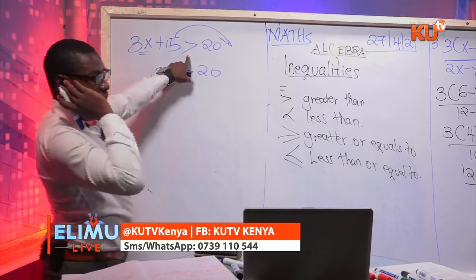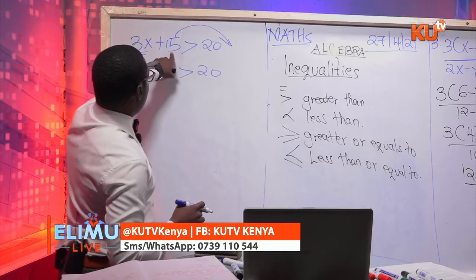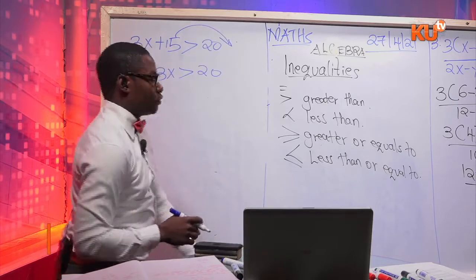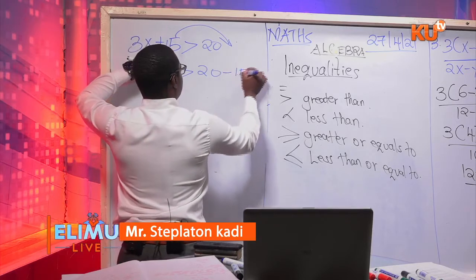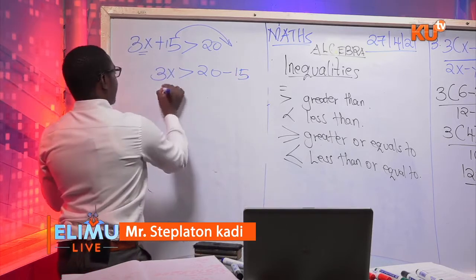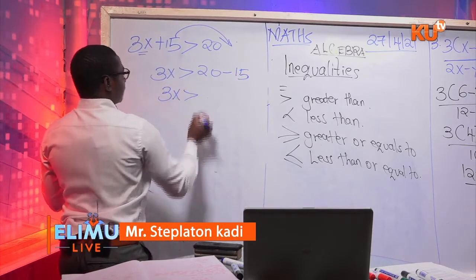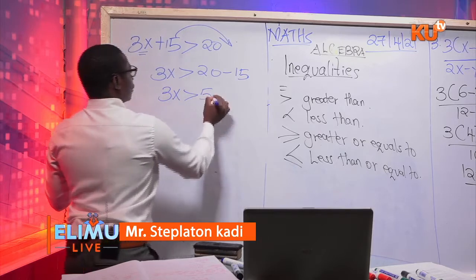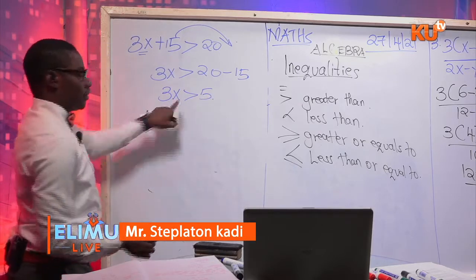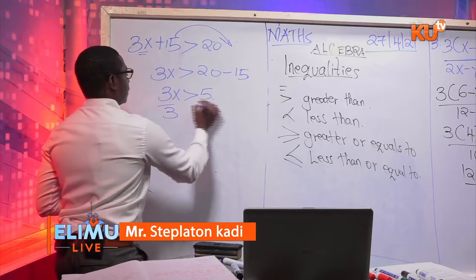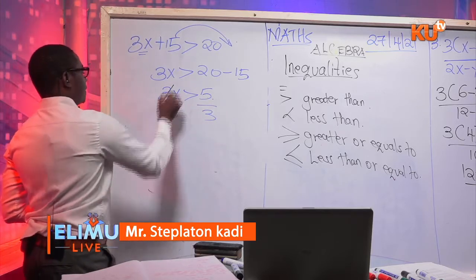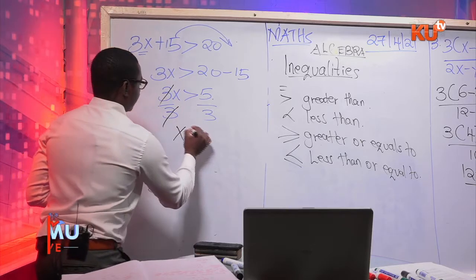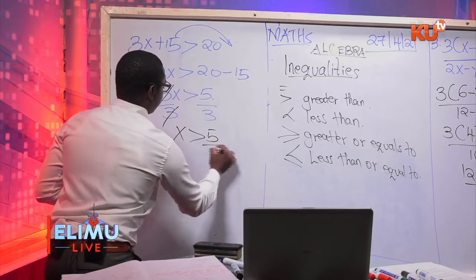This inequality will behave like an equal sign, whereby if a number crosses the equal sign, the sign changes. So it will be 20 minus 15. So 3x here is greater than 5. So we have to have x only. So over 3, over 3. Then we simplify or we cancel 3 and 3. Therefore, x is greater than 5 over 3.